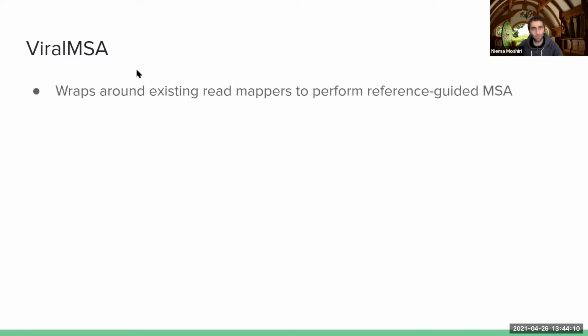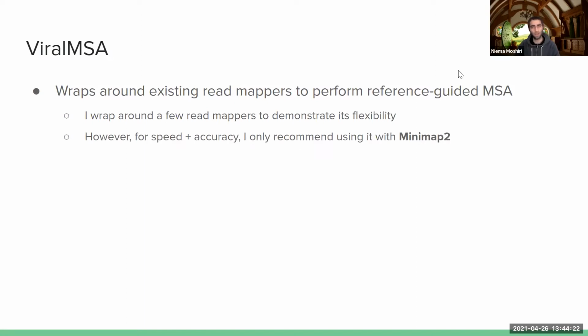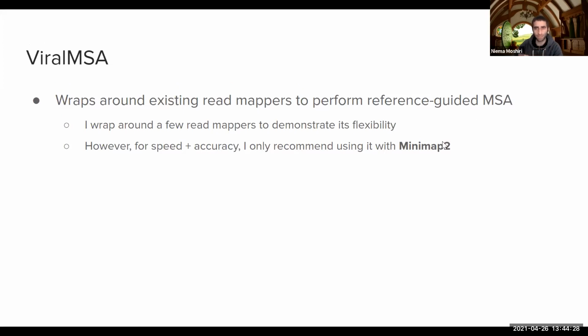So I came up with a tool called Viral MSA that just wraps around existing read mappers to perform this exact reference guided multiple sequence alignment technique. I wrap around a few different ones that we talked about a couple weeks ago, and this was the answer to my question. I tested it with a bunch of different ones, and Minimap2, which is this amazingly written tool, consistently gave me the best speed and the best accuracy.